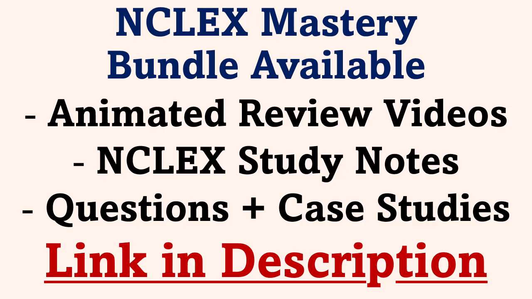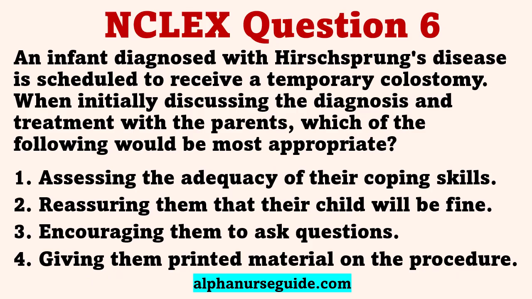Back to the questions. An infant diagnosed with Hirschsprung's disease is scheduled to receive a temporary colostomy. When initially discussing the diagnosis and treatment with the parents, which of the following would be most appropriate? 1. Assessing the adequacy of their coping skills. 2. Reassuring them that their child will be fine. 3. Encouraging them to ask questions. 4. Giving them printed material on the procedure.